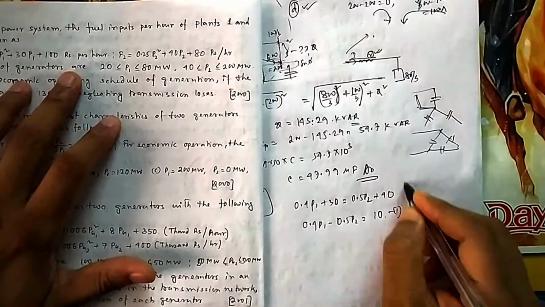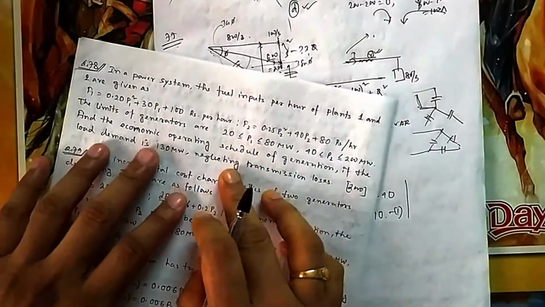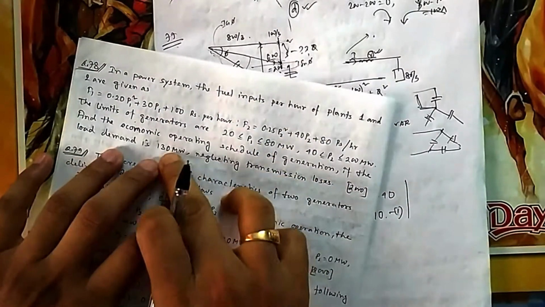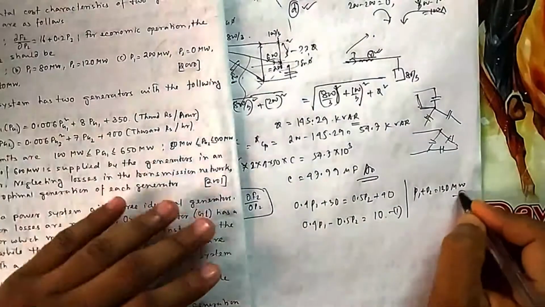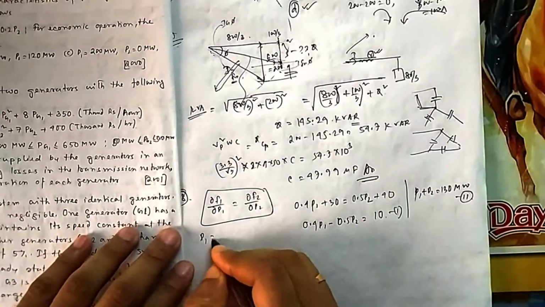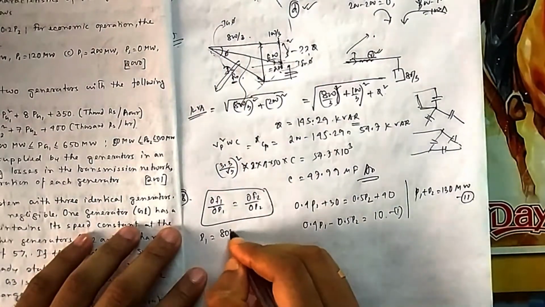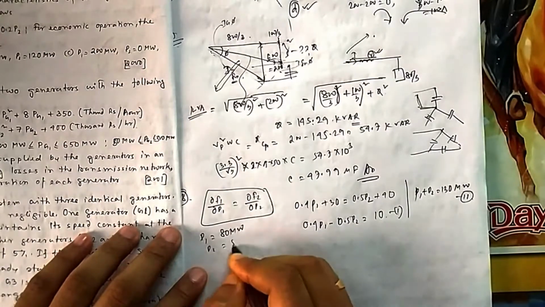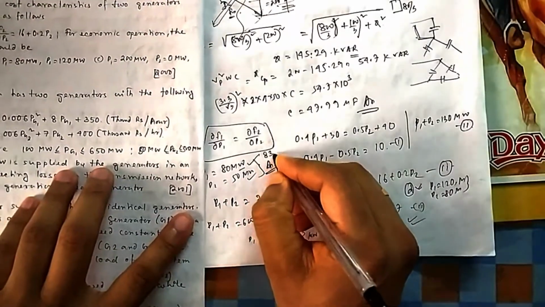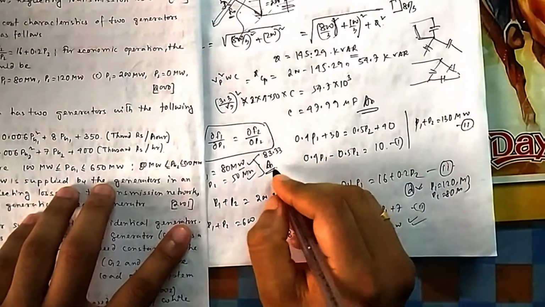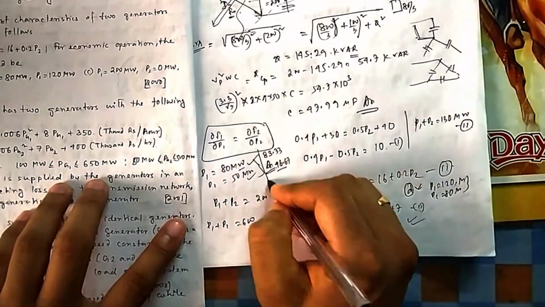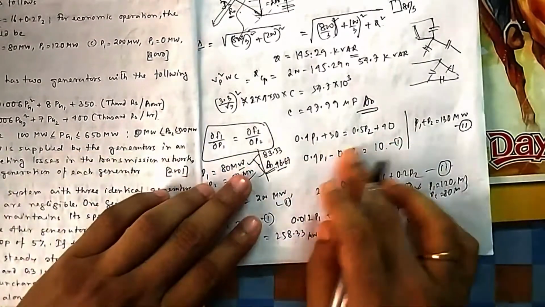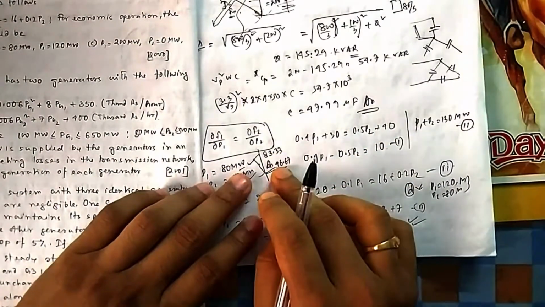This is equation 1. Another equation: the total load is how much? It should supply 130. So P1 plus P2 should be equal to 130. Suppose this is 1, this is 2. Solving 1 and 2, you will get P1 and P2. If you solve it, you will get 83.33 and 46.67.